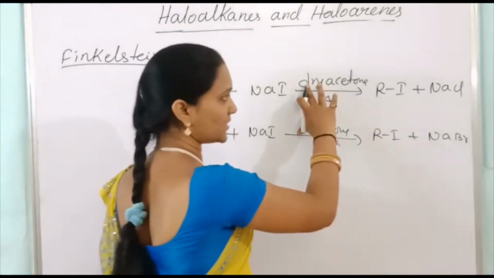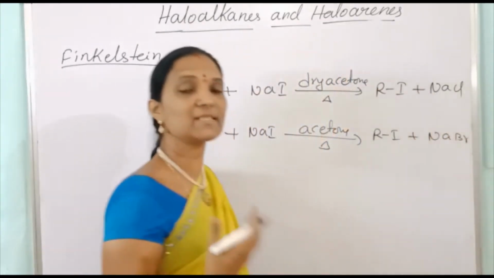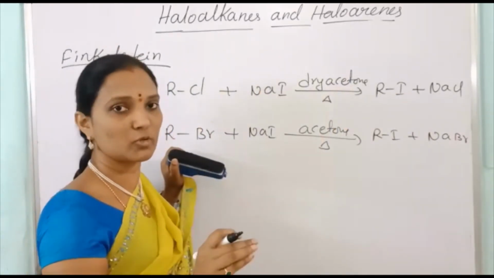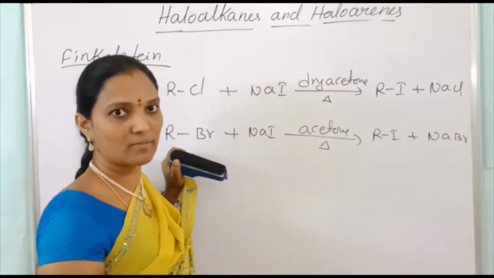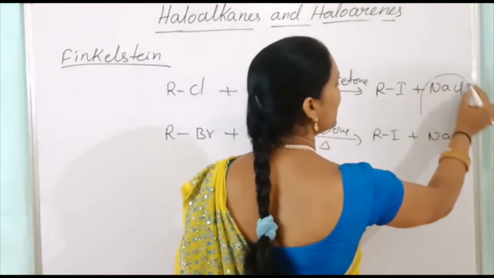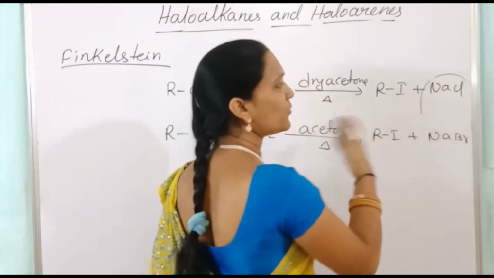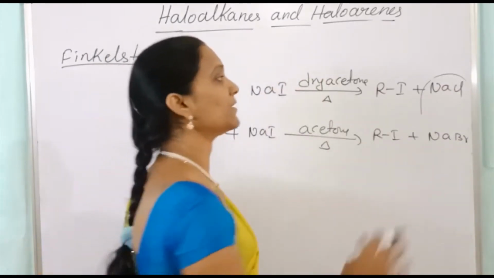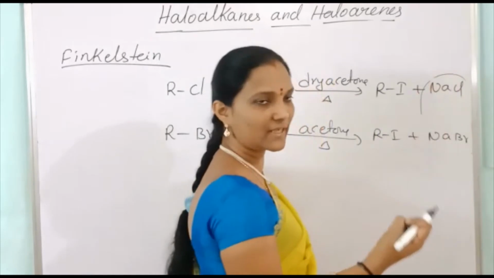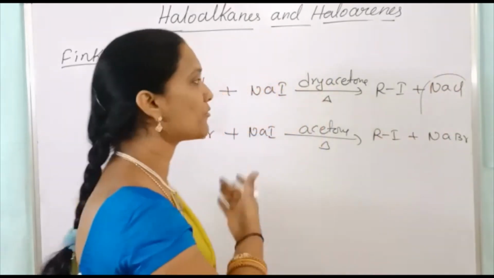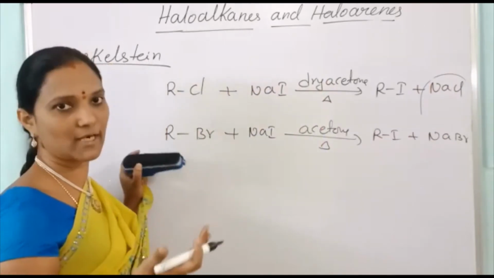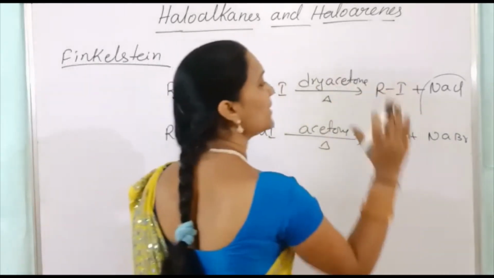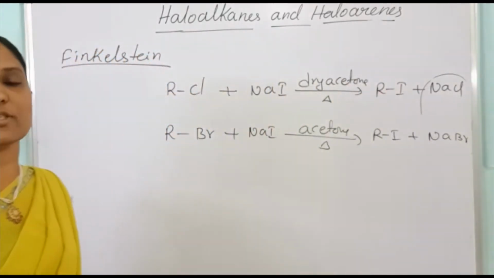In the presence of acetone, NaCl and NaBr are obtained as precipitate, because NaCl and NaBr are insoluble in dry acetone. Sodium iodide is soluble, but these two are insoluble, so we get a precipitate. Then the backward reaction is less; it favors the forward reaction according to Le Chatelier's principle. We can remove this precipitate easily, so the forward reaction is more favorable and takes place easily. Chloride and bromide are replaced by iodide. That's why we use acetone as solvent.